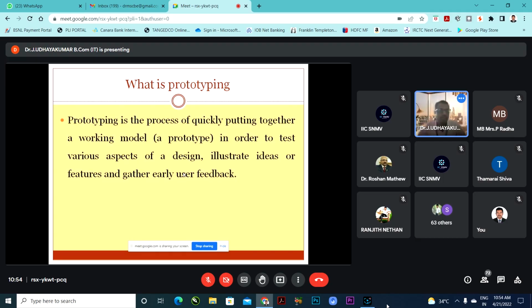With the help of that raw one only, we can find out any solution for that particular problem. It's not only for problems, but also for the product.